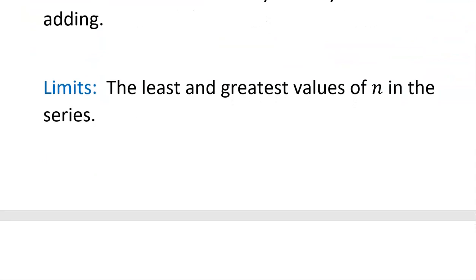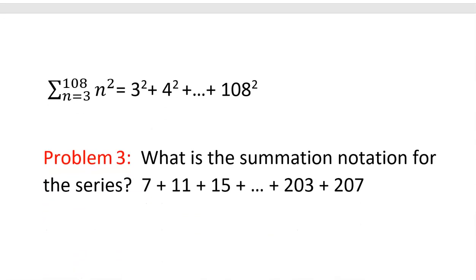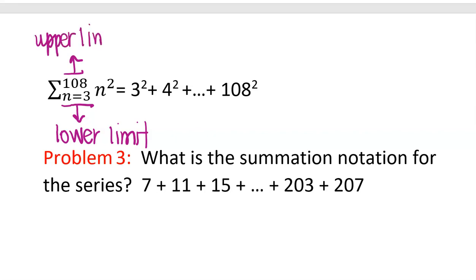The limits are the least and greatest values of n in the series. So maybe you know the first item in the series and you know the 1,001st item in the series, but you don't want to write them all down. Here's a new method of finding that. So this means from the third term to the 108th term. Right here, this is your lower limit. This right here is your upper limit. And this right here is your explicit formula.